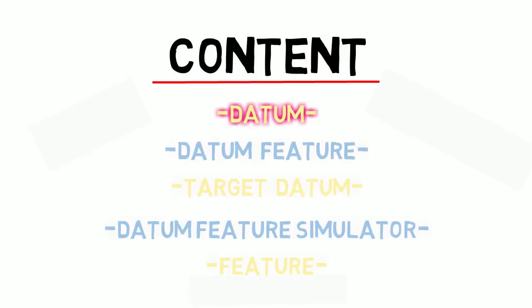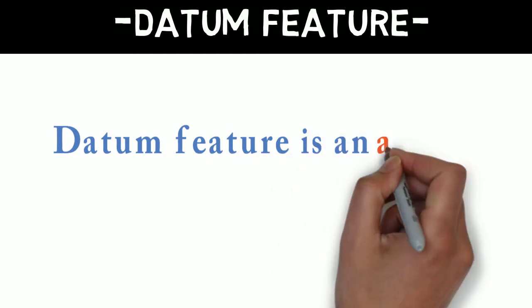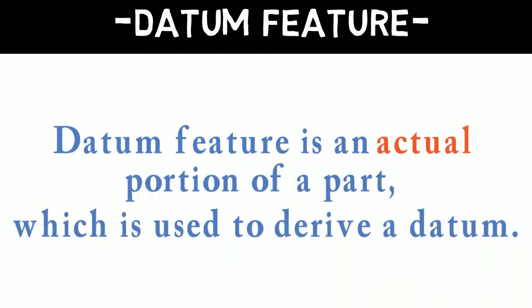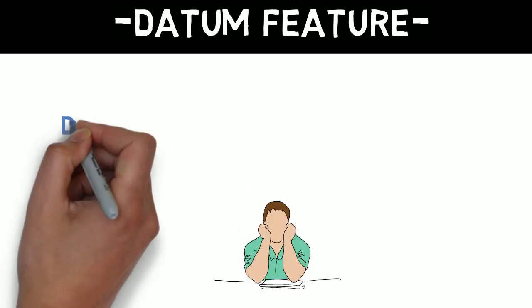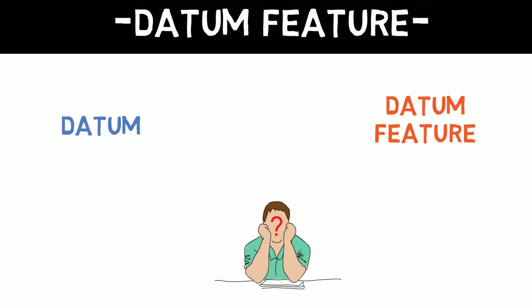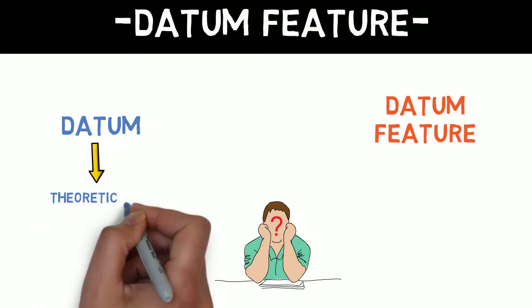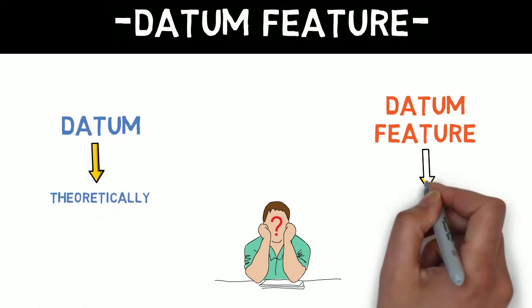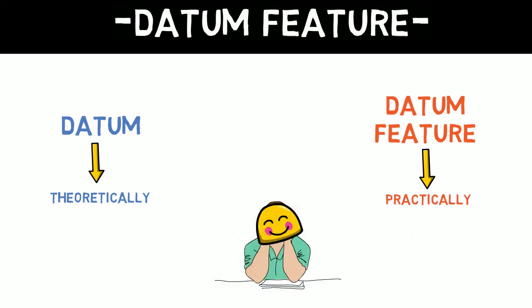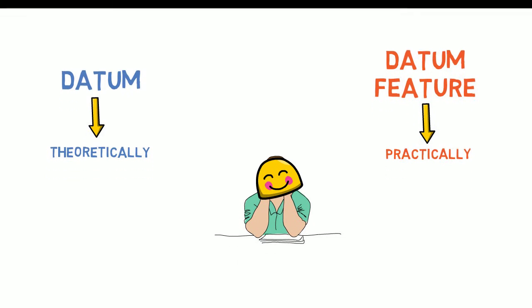Now our second term is datum feature. Datum feature is an actual portion of the part which is used to derive the datum. Many people get confused between datum and datum feature. But remember, datum exists only theoretically, while datum feature is there actually, meaning practically. We will see with an example.